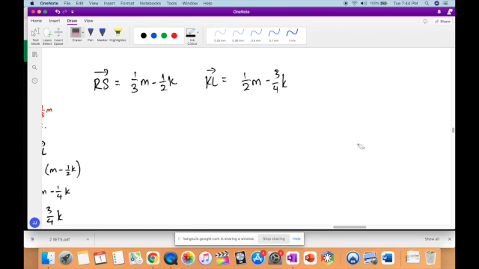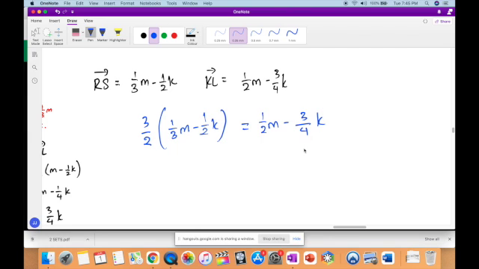If I take this one here, 1 on 3 M minus a half K, and multiply it by 3 on 2, that'll give me 3 on 2 multiplied by a third, the 3's cancel, it gives me a half M, minus 3 on 2 multiplied by a half, which gives me 3 on 4 K. So therefore, RS times 3 on 2 is equal to KL.